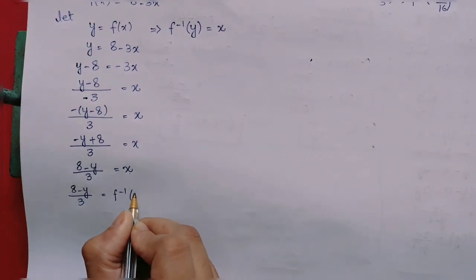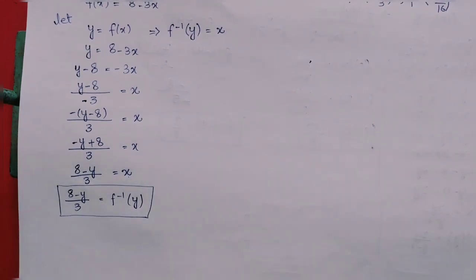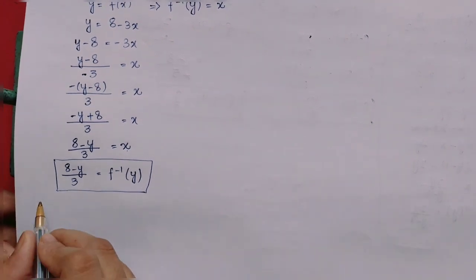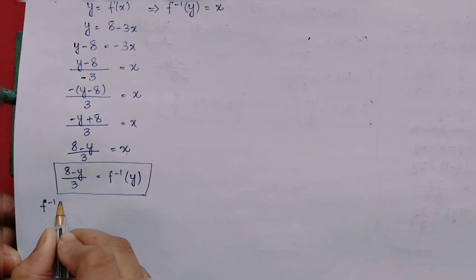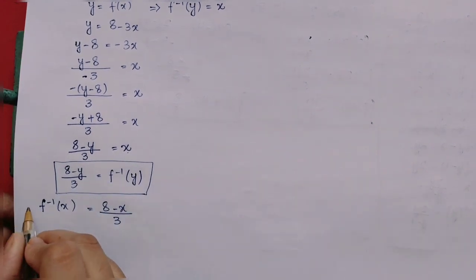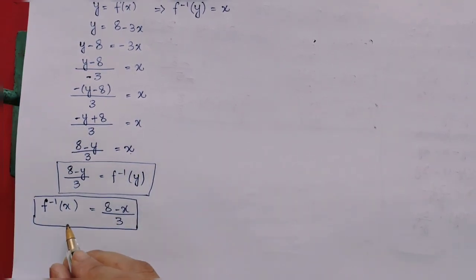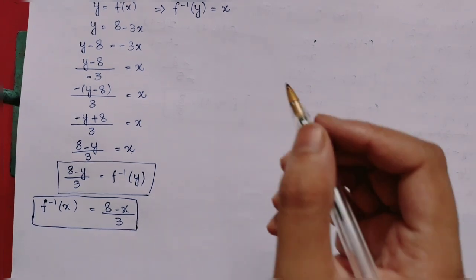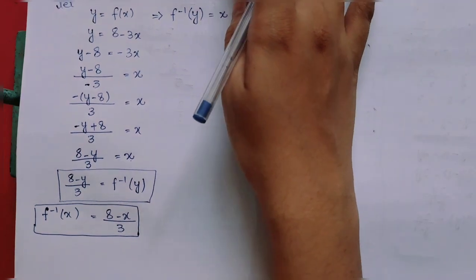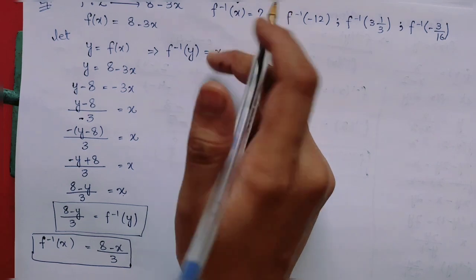So this is your f inverse of y, which is in terms of y, but we have to find f inverse of x. So just replace y with x. It becomes f inverse of x is equal to (8 minus x) over 3. So this is your exact answer, because you have to find f inverse of x, not f inverse of y. Okay ji, our first thing is done. We have found the value of f inverse of x.